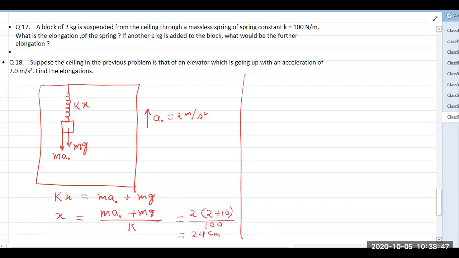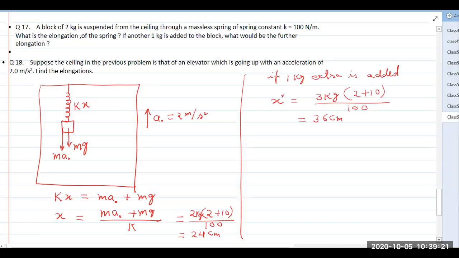And in the second case, if a 1 kg block is added, the extra 1 kg is hanged. Instead of 2 kg, we will have to write 3 kg. So x will be equal to 3 kg, (2 plus 10) divided by 100. So it will be 36 centimeter.